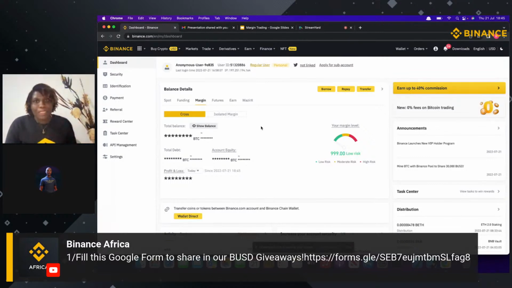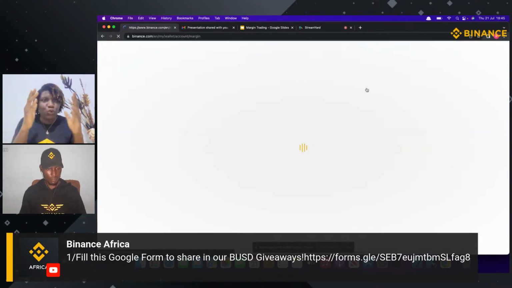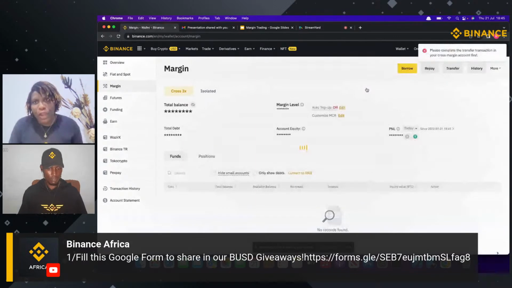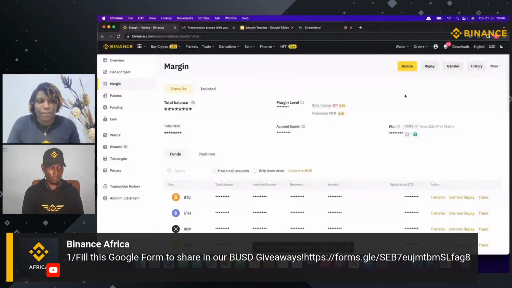So sometimes you'll be given a quiz to take and everything. We will get into that, right? So the first thing you will want to do when you are in your margin account is to go to transfer. You will have to transfer your funds in order to be able to undergo your margin trading. You need to transfer your funds into your margin wallet. Very, very important.